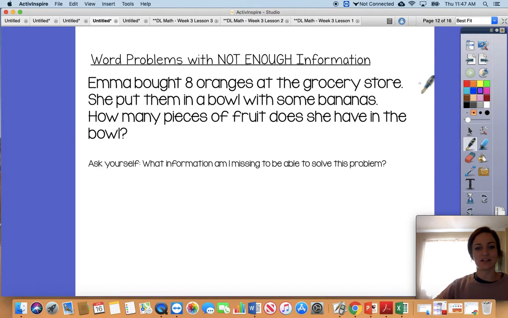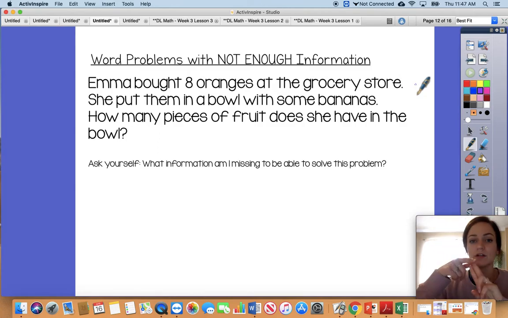All right, let's move on to the next part of your lesson. So this is the last one. So we did ones that had too much information. We did word problems that had hidden information. And then we're doing word problems that don't have enough information.